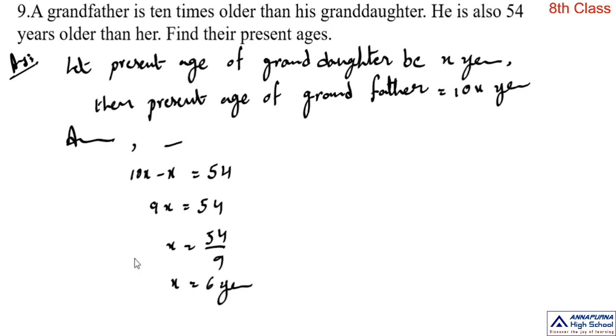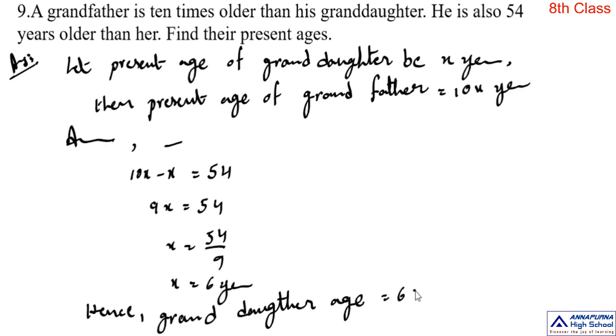So x means granddaughter's age, hence granddaughter is 6 years. We are taking x years as the present age of granddaughter. And grandfather's present age is equal to 6 into 10 times, so 6 into 10 is equal to 60 years.